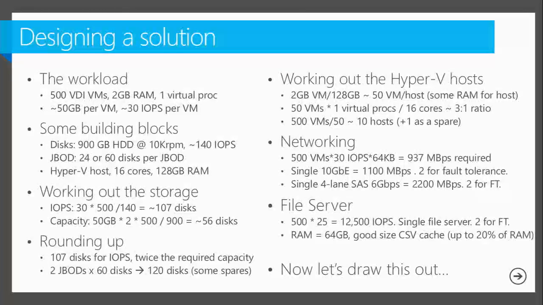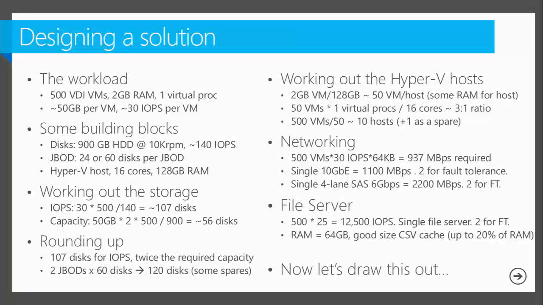Now, I'm using 900 gig, 10K disks, okay? They each give me about 140 IOPS. And it will vary. You can get a different model. You can get a 15K. You can get an SSD. Do what you want. Plug the numbers. I have 2 models of JBOD that I can use. I can use a 24-disk JBOD and a 60-disk JBOD. My Hyper-V hosts use 16 cores. They have 128 gigs of RAM. Could have more, could have less. Just do the math, right?